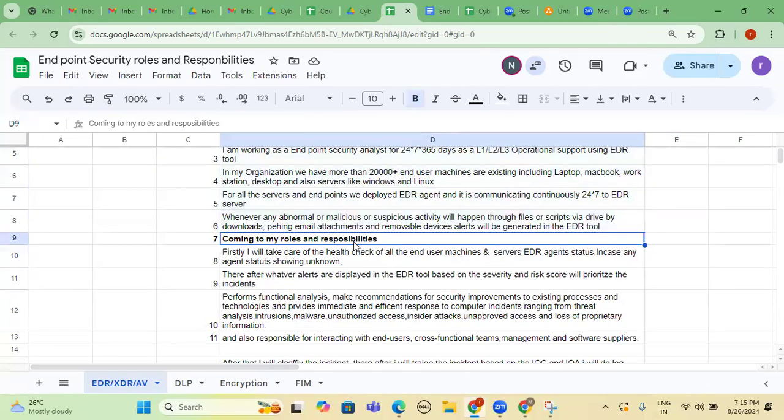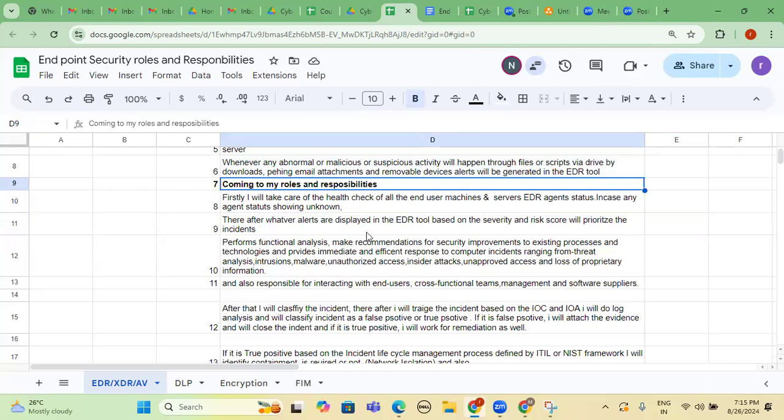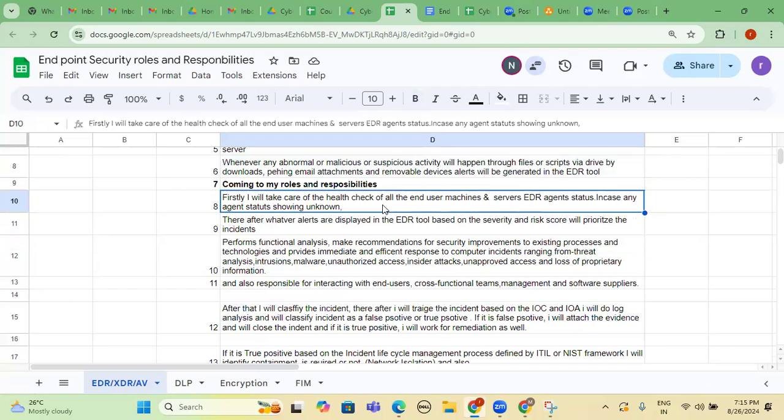Coming back to my roles and responsibilities, whatever I am doing. Before handling security incidents, first and foremost, on a daily basis I verify the health checkup status of every end user machine, asset or server, whether Windows, Linux or database servers. In case the status shows as unknown, inactive or sleeping, I take care of fixing those health checkup issues by troubleshooting, debugging or raising a case with the vendor.